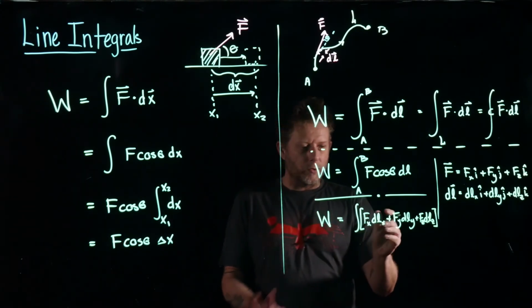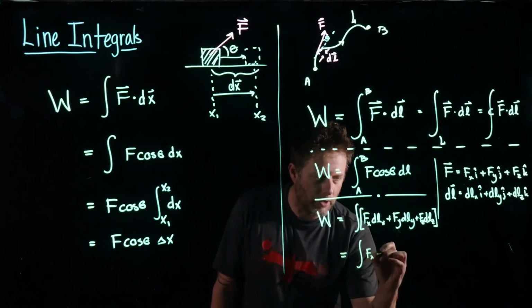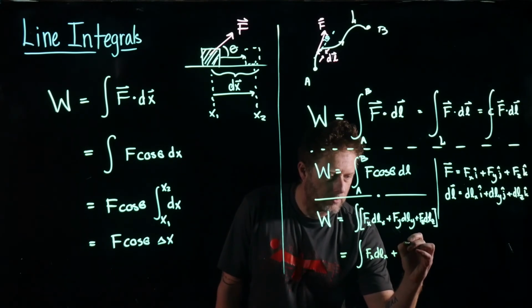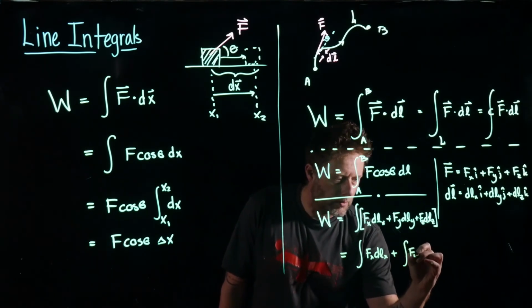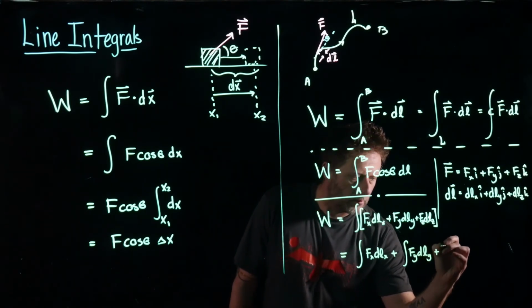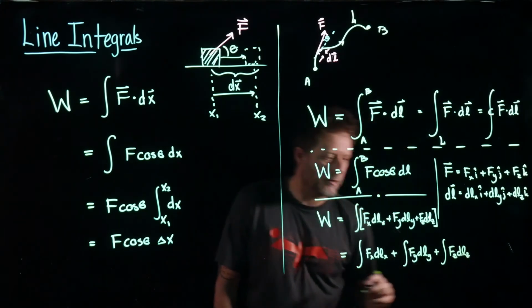So in principle, we could take these here and we could write this out as three integrals. One for x, plus one for y, plus one for z. Okay.